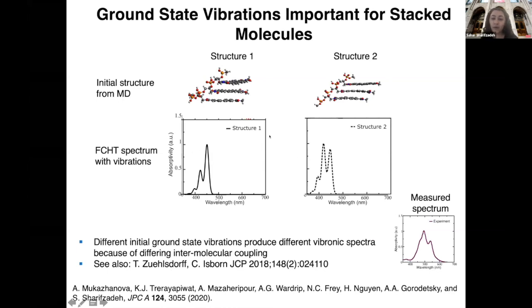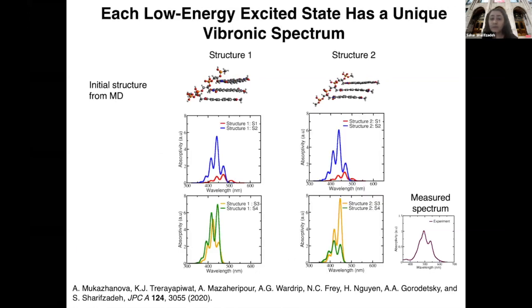And then when we also consider the fact that we have stacks of molecules coming together, what we can see is that these stacks have different excited states that are very close in energy, and they all show different vibronic spectra. So this is an example for the tetramer, where we have 4 nearly degenerate states that give us very different spectra depending on what initial structure we consider.